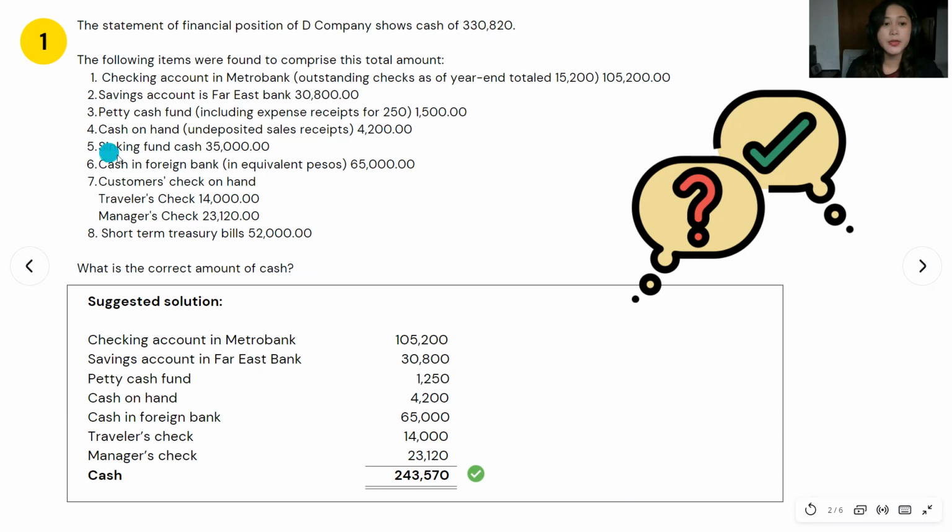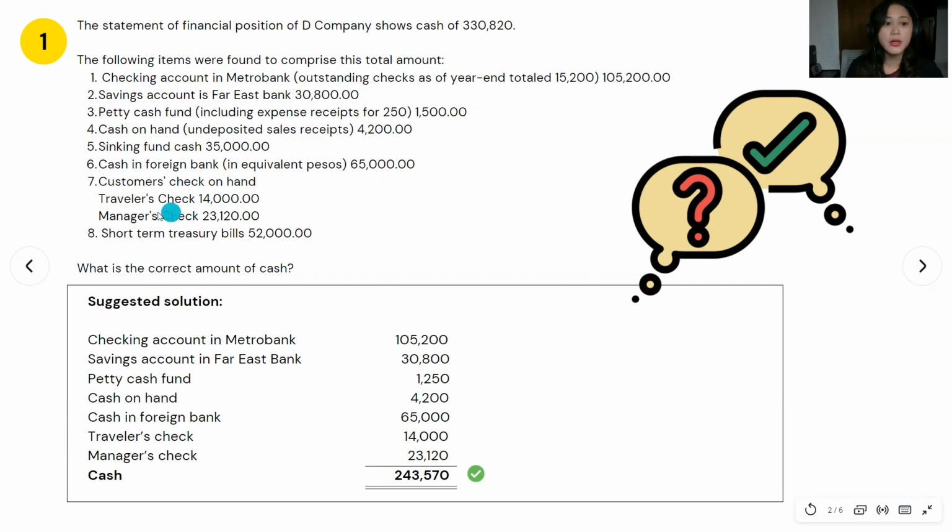Number 6, cash in foreign bank in equivalent pesos. So, may sample tayo kanina na during recitation na foreign bank din. Pero kanina restricted. Ito, wala namang sinabi as to restrictions. Tapos, in equivalent pesos naman siya, 65,000. So, kasama siya sa ating cash, total amount of cash.